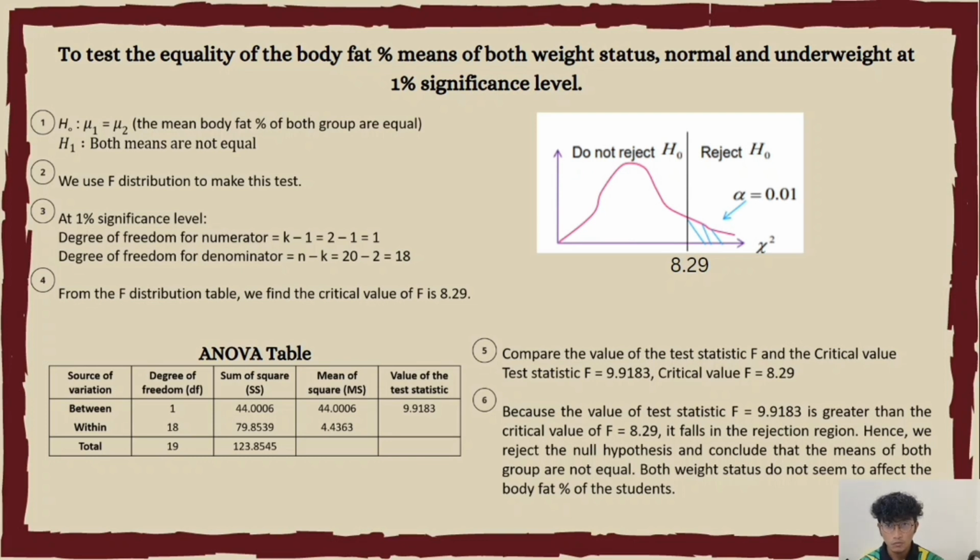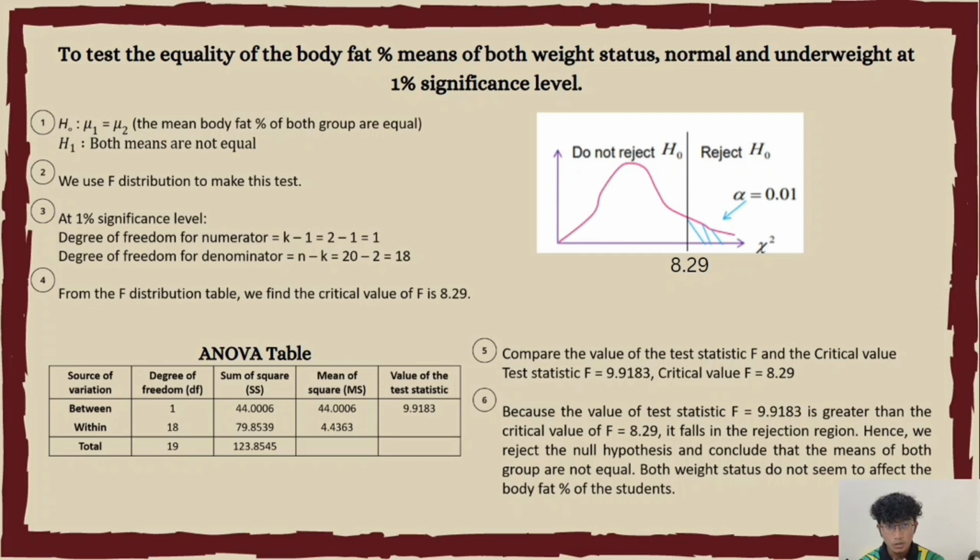At the 1% significance level, the degree of freedom of the numerator is equal to 1. The degree of freedom of the denominator is equal to 18. From the F distribution table, we find the critical F is equal to 8.29. So for any number greater than 8.29, we will reject the null hypothesis.